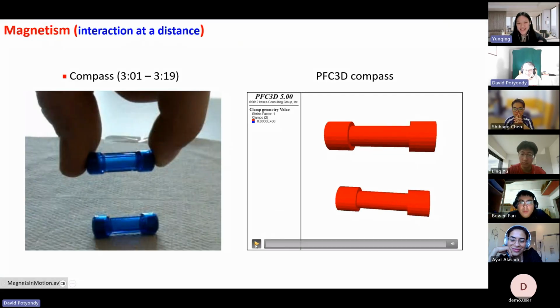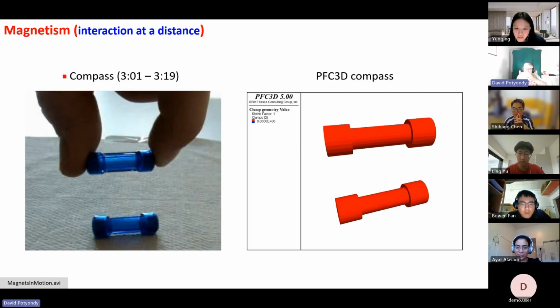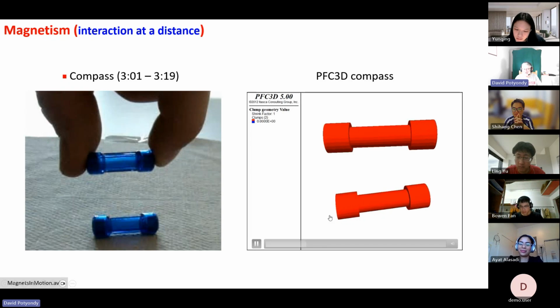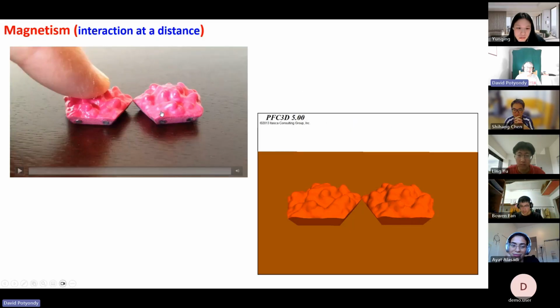Here we go. PFC3D compass. This is the magnetic dipole business. The top one is being forced to rotate. The bottom one is following along. And it takes a while. There's a time lag because this has mass until it follows along, right? So there's one. Here's another one. This is real. Watch this. These are two magnetic particles. He's going to let this go.